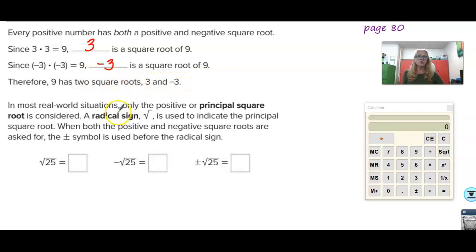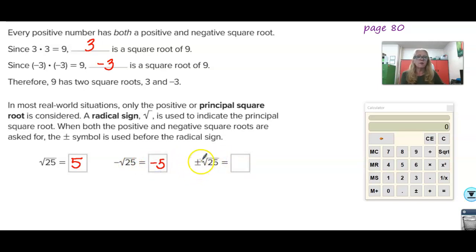In most real-world situations, we only care about the positive one. We don't really pay any attention to the negative one. But sometimes they will ask you to identify both. All right? So if they just ask you to find the square root of a number, you just assume they want the positive one. This indicates that they want the opposite of the square root of 25. Well, the square root of 25 is 5, and the opposite of that is negative 5.